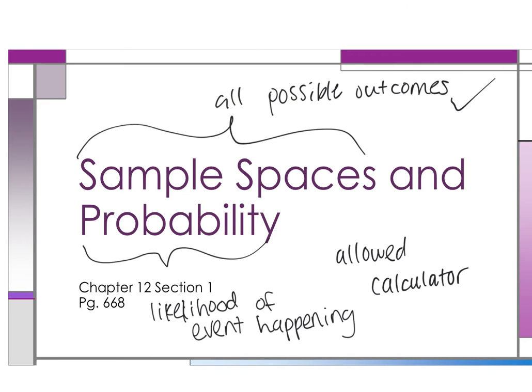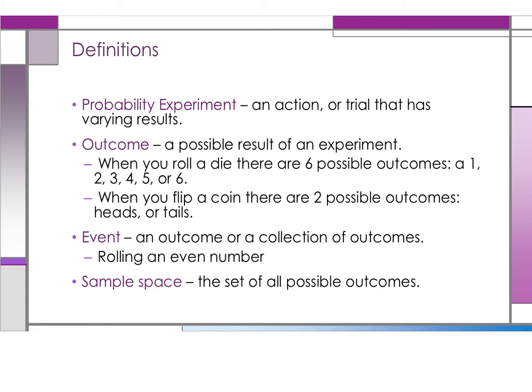Do you see how we listed out all possible outcomes in that warm-up? Okay? That's what we call our sample space. What are all the possibilities of something happening? Okay? So, a probability experiment is an action or trial that has varying results, okay? Okay, an outcome is a possible result of an experiment.